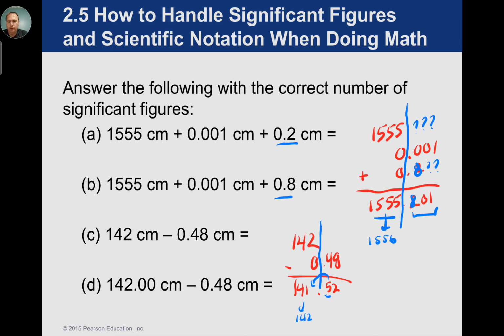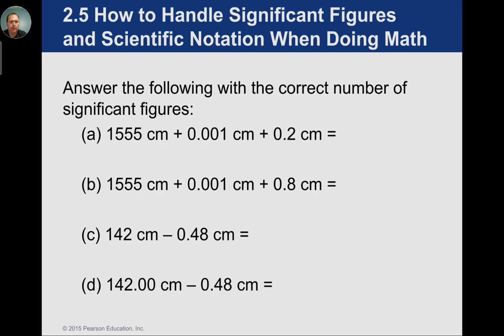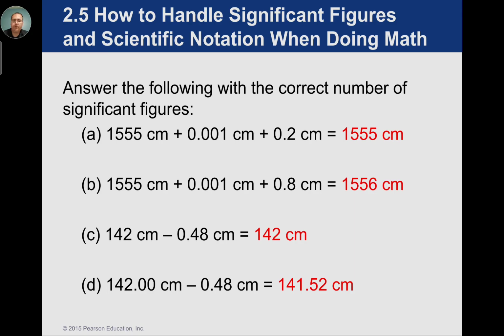However, if in letter D we had zeros there, then this position doesn't matter anymore, and now our hundredths place does. And if that's the case, then we can keep the entire answer. So you have to pay attention to when the number runs out, because in addition and subtraction, when the number runs out, your answer should run out in the same decimal position. So we go by fewest decimals, not by fewest significant figures.